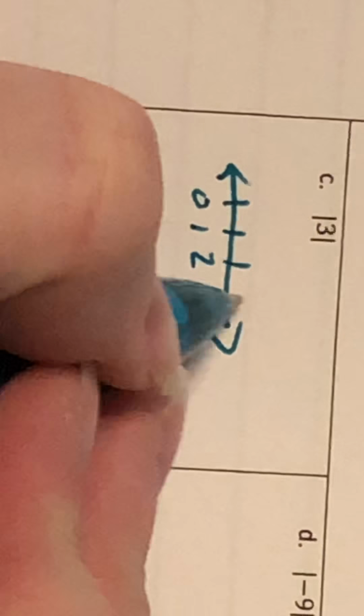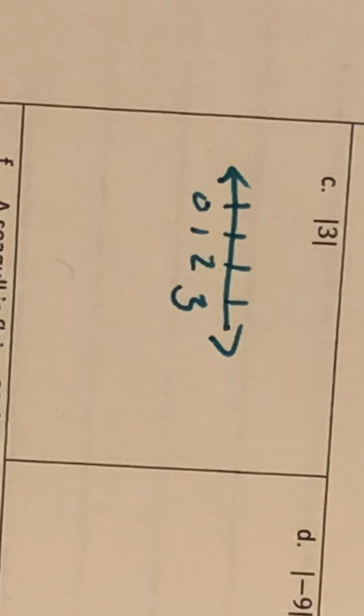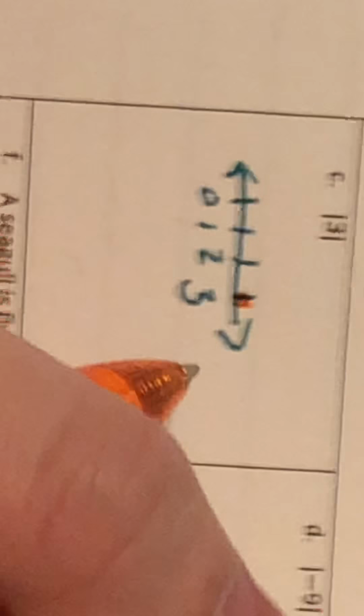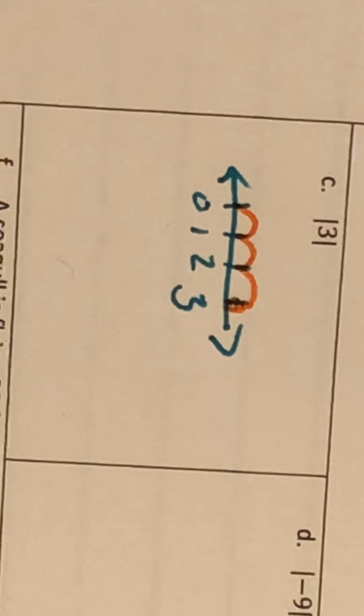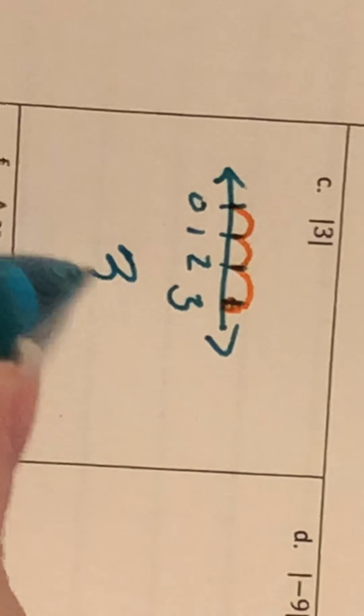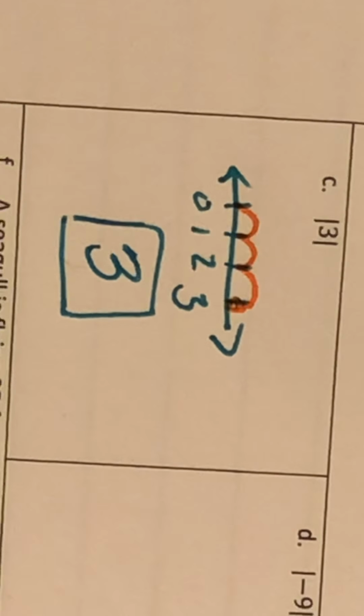Letter C, I want to find the absolute value of 3. So if I have a number line, okay, so there's 3. I start at 3. And I want to figure out how far away from 0 I am. So 1, 2, 3. So the absolute value of 3 is 3.